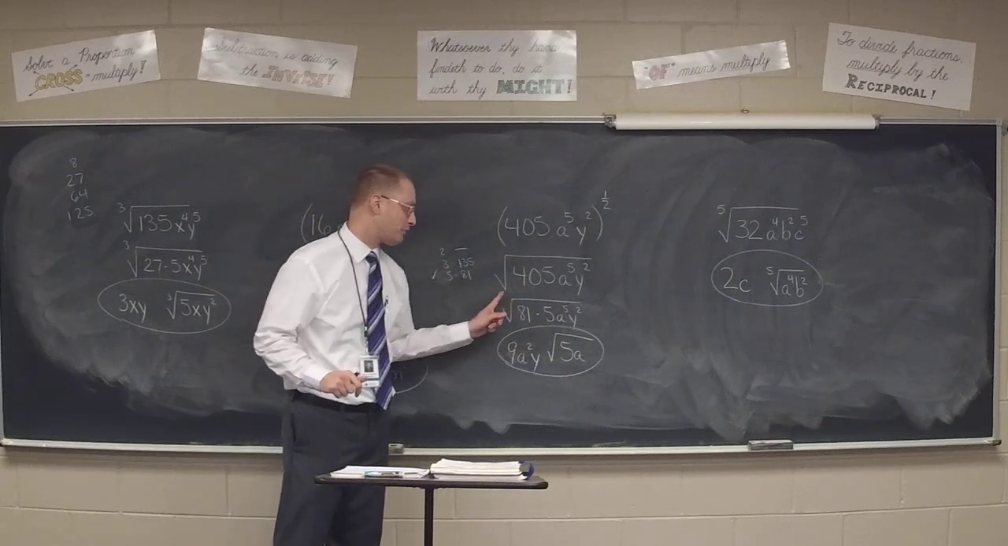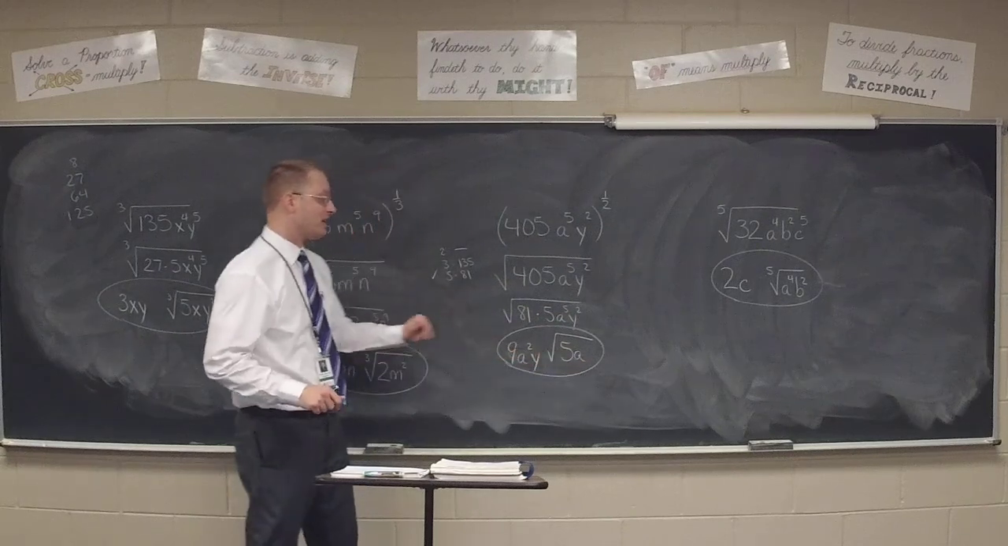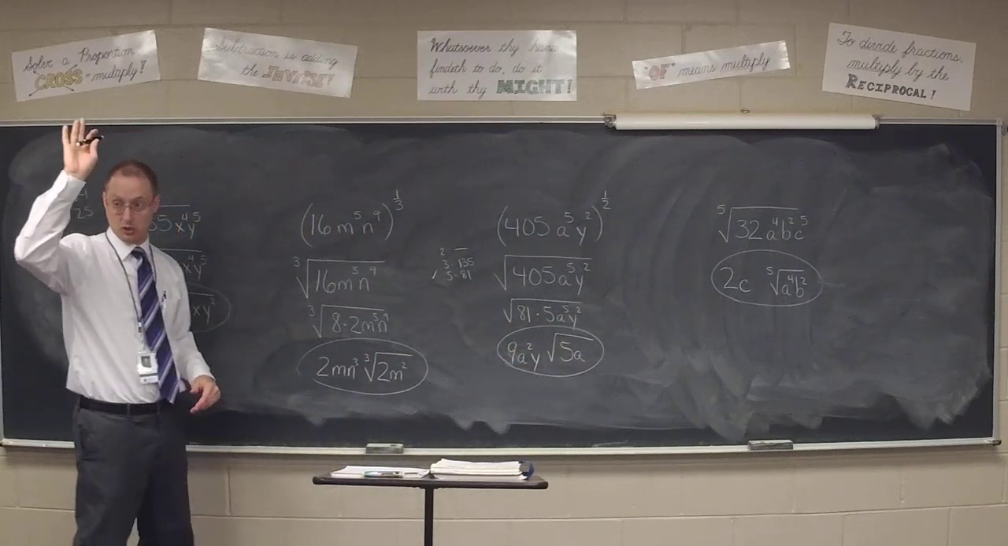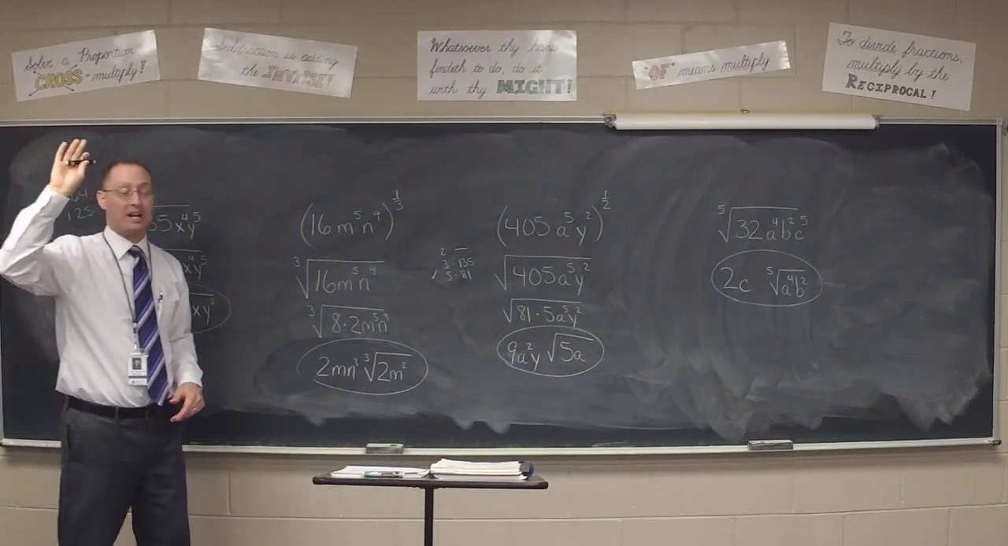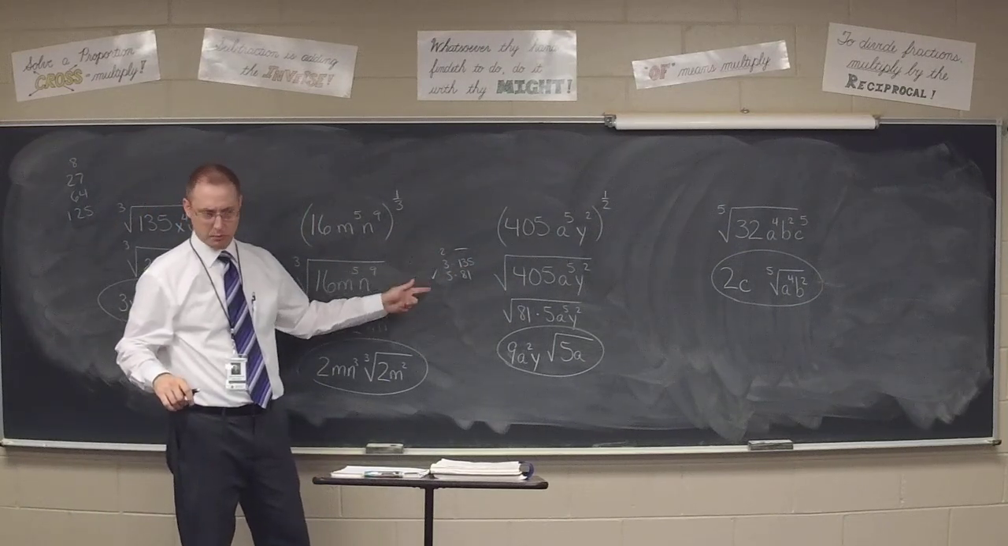9, leave the 5. 2 goes into 5 twice with 1 left. 2 goes into 2 one time with none left. Did we get this answer? 9a squared y times the square root of 5a? When it's a big number, switch to this method. Oftentimes it'll be quicker for you.